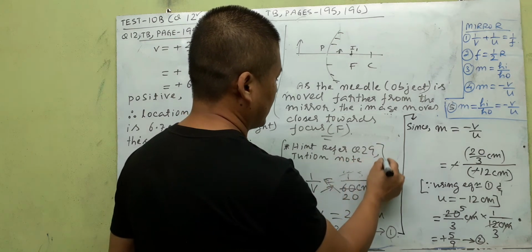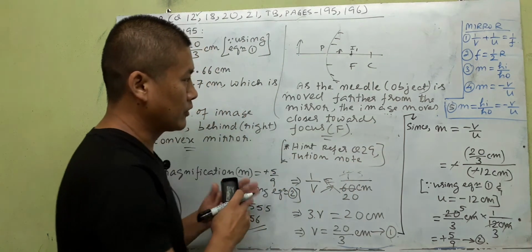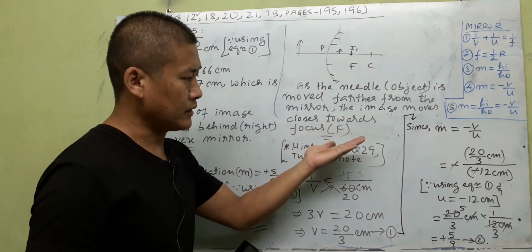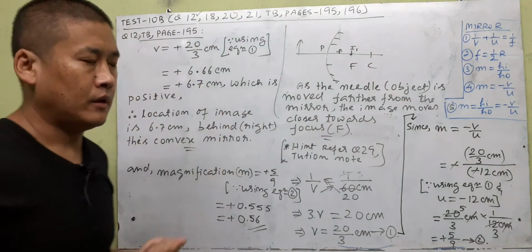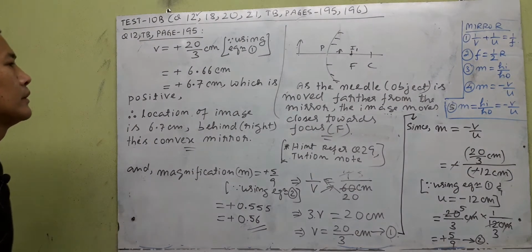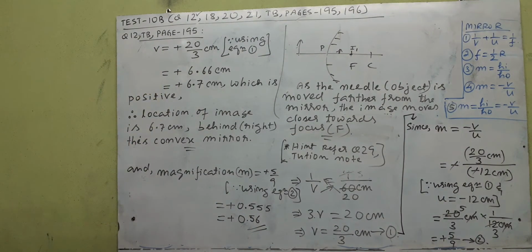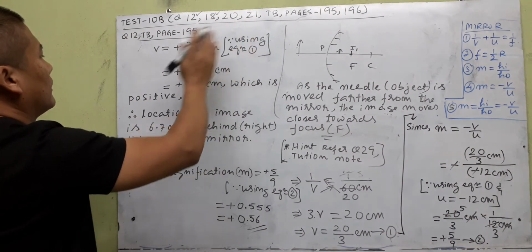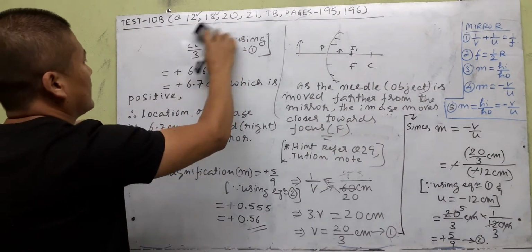That question number 29, tuition note, is object is brought closer to the convex mirror. Here this one is object is moved away from the convex mirror. Okay. So that answers your first question. Everything solved. Now we'll go and do 18, and then we'll do the next two in the next class, in a separate class, okay?